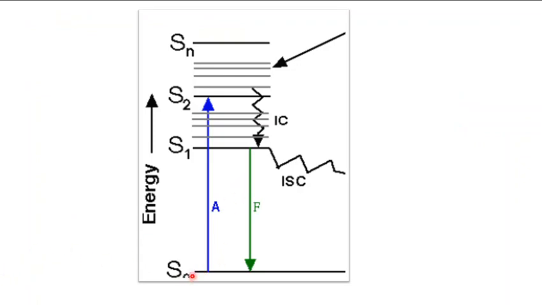See, the molecule in the ground state, it absorbs some energy. It goes to the excited state. If we have a quencher molecule, the excited molecule will collide with this quencher molecule and will lose some energy non-radiatively.